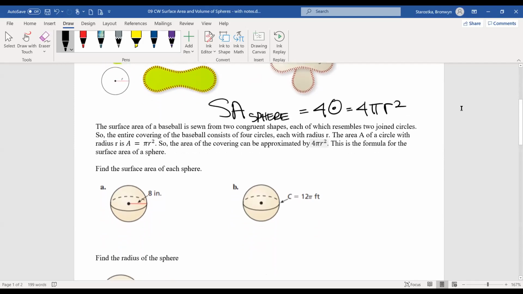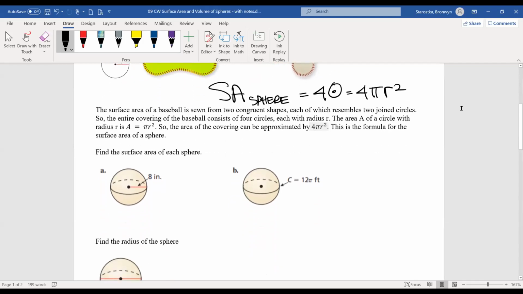So here, we're going to find the surface area of each of these two spheres. Plug into the formula for the first one. Surface area equals 4 pi 8 squared. And then we can plug it all into our calculator, or take 64 and multiply it by 4. That's what I did. And I got surface area is 256 pi inches cubed.